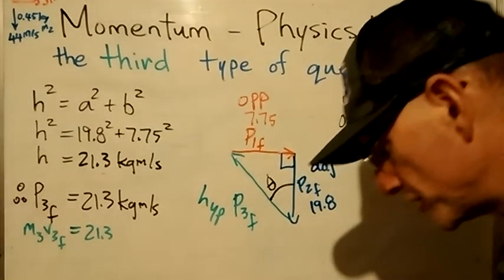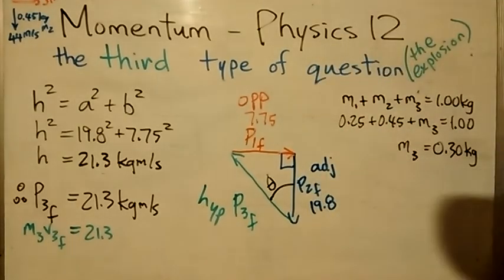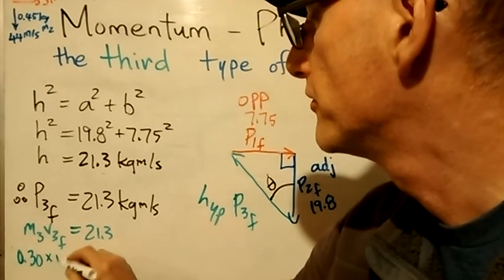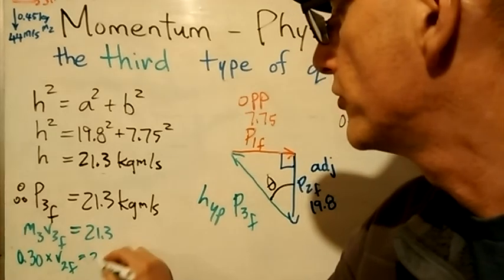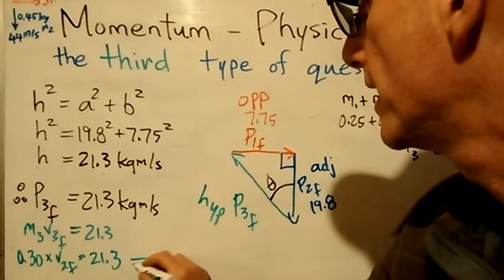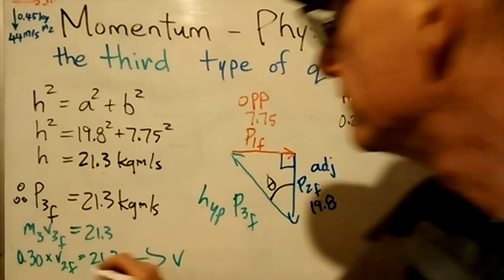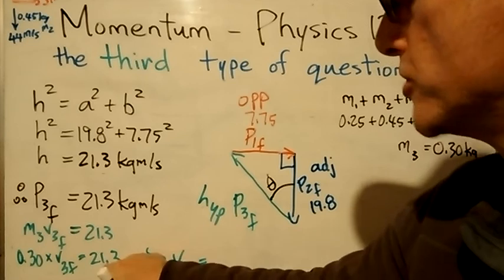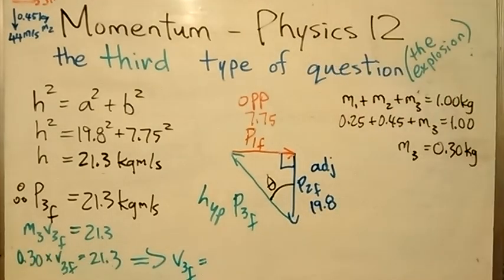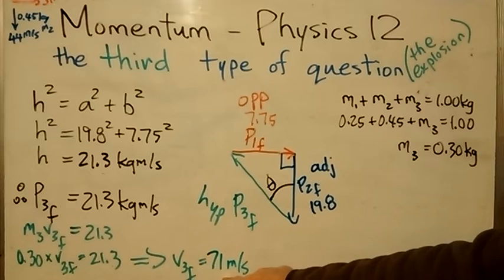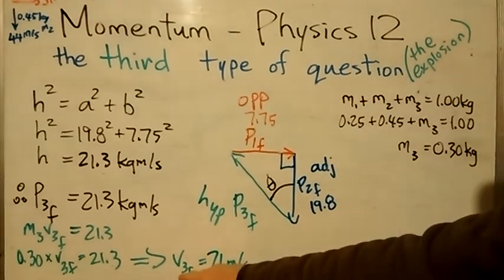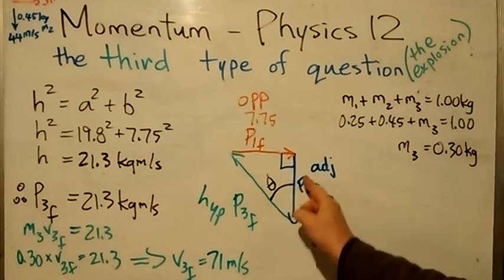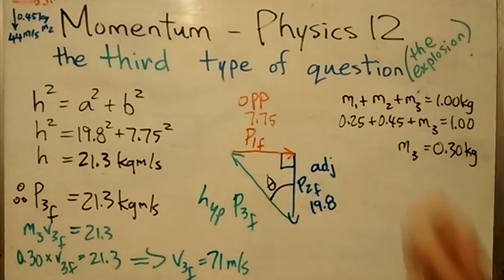So we can use that number and just put it over onto this side here, and we've got 0.3 times V3 final is equal to 21.3. And that will give us our V3 final equal to 21.3 divided by 0.3, which is 71 meters per second. So V3 final is equal to 71 meters per second. We're almost there. We also need to find out this theta angle, and we'll do that right over here in a second.